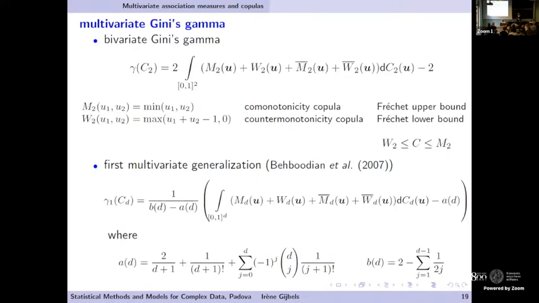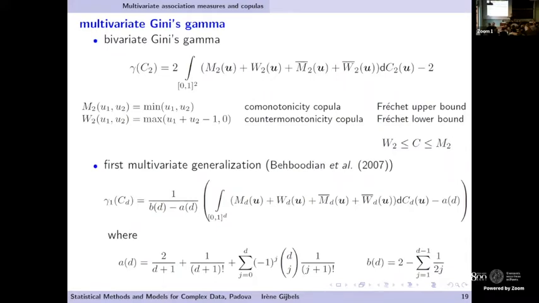Gini's gamma, and that's the last one I mention. Actually, there the story is again different. Because if you look at Gini's gamma in the bivariate case, it has this expression. You have to work a bit in order to get it. What is coming up there? C2, but also the Fréchet upper bound copula and the Fréchet lower bound copula and their survival versions. But again, the generalization from this is in some sense quite straightforward. The only thing you have to be aware of is that if you generalize the Fréchet lower bound to more dimensions, it is no longer a copula.